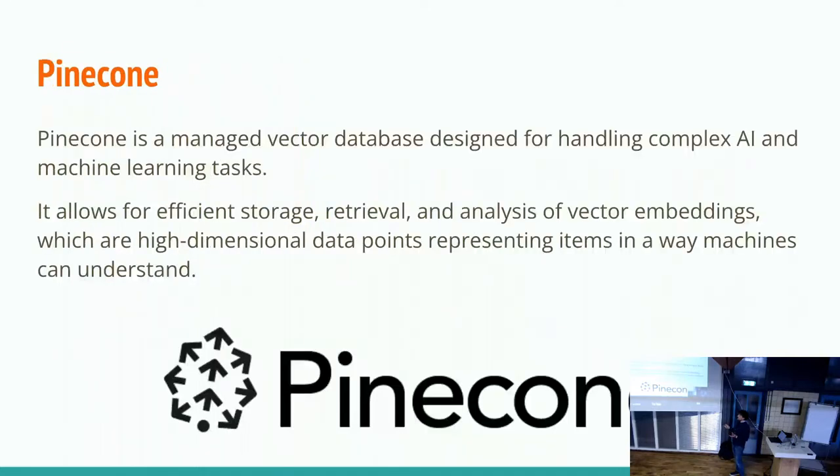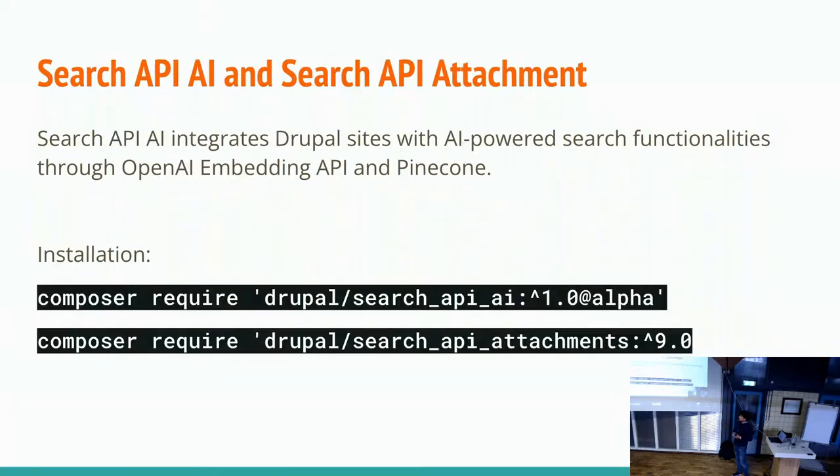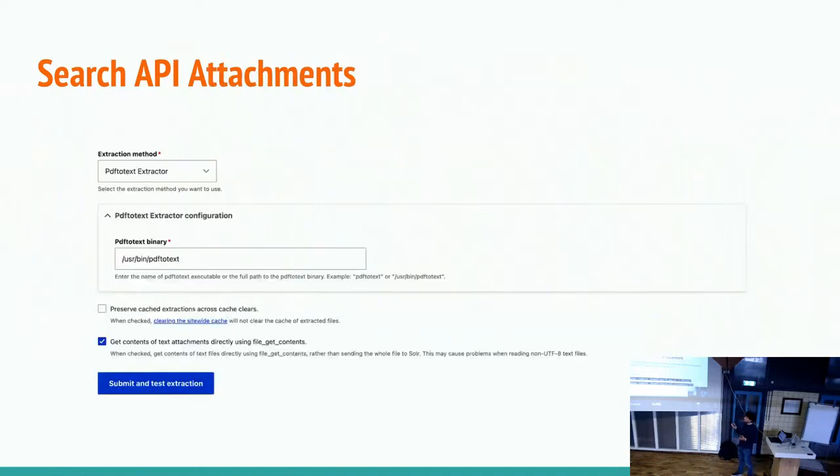They use this demo in Python. In Python, you can create your own vector database, they're going to give you the API, and you can configure it again in Drupal. We're going to see how. So we need two modules: the Search API AI, and also we can use Search API Attachments if you want to store PDFs as well in the vector database. So install it as usual.